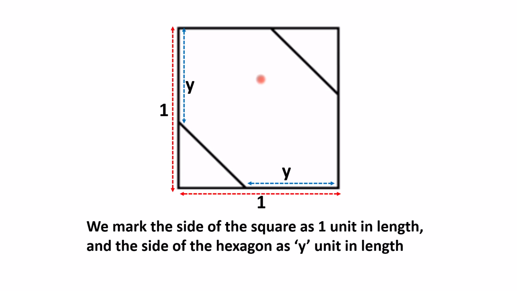Now look at the blinking lines. The red blinking lines, horizontally and vertically, that is the sides of the square, each is 1 unit in length. So the height is 1 unit, the width is 1 unit. And the blue blinking lines, that is the side of the hexagon, is y units. So the side of the hexagon is given by the blue dotted line, y units, and the side of the square is given by the red dotted line, that is 1 unit.